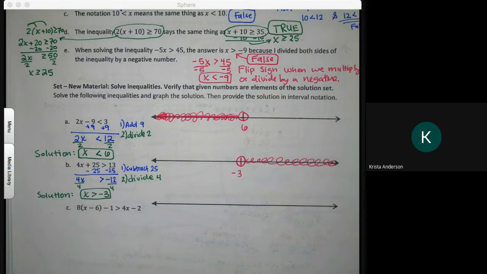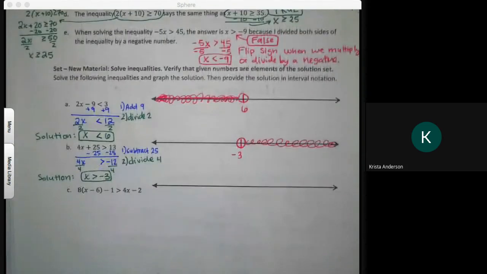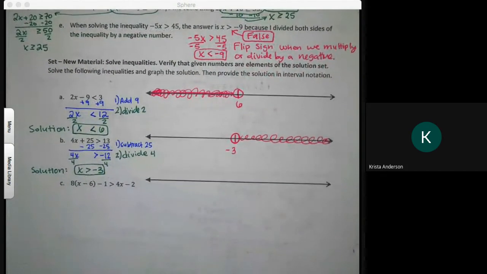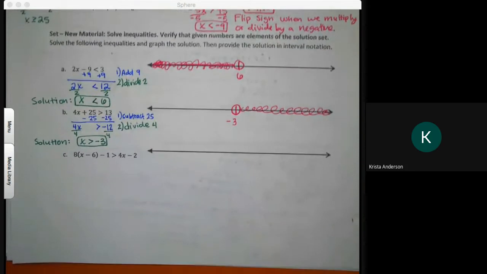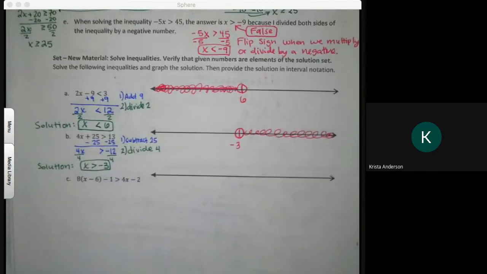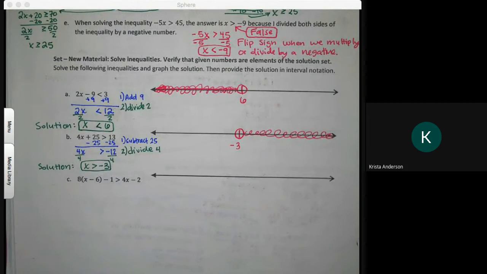Those are the nice ones. Now we're going to get into the beasts. This one will be your most difficult one because there are more steps. Does anybody know what I will do for the first step on C? It's different.